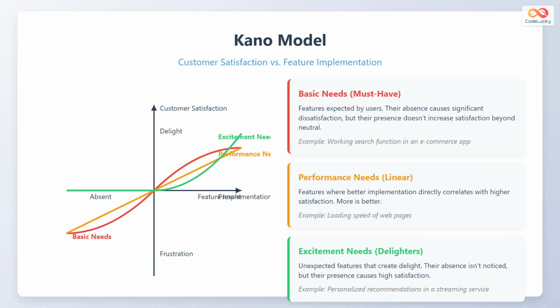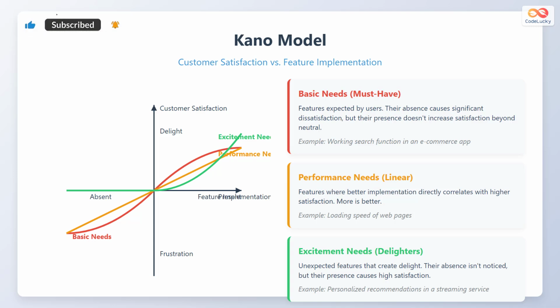The Kano Model is a theory for product development and customer satisfaction. It distinguishes features based on how customers perceive them. The Kano Model classifies features into 3 categories. Basic needs, also known as must-have features, are expected by users. If these features are absent, it causes significant dissatisfaction, but their presence does not increase satisfaction beyond neutral. For example, a working search function in an e-commerce app.